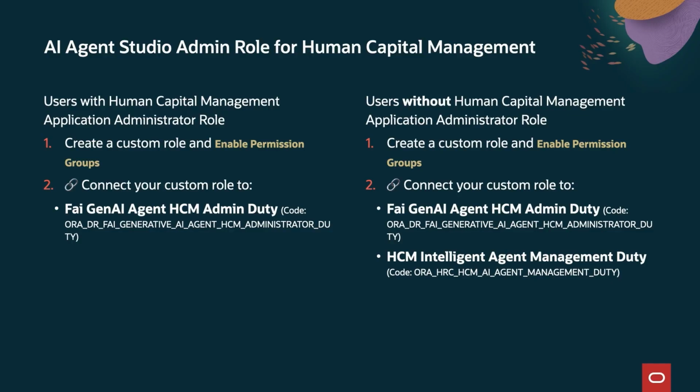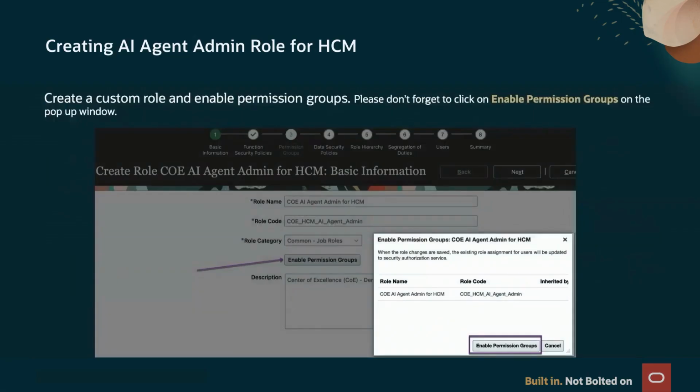Easy. So if I do this right-hand side step, create a custom role, let's just go through this quickly. I'm creating a custom role called COE AI Agent Admin for HCM. And on the first page, the first step, enable this checkbox, enable permission groups. You do need to click twice. So once you click here, it gives a pop-up, gives a role name, and you'll click enable permission groups.